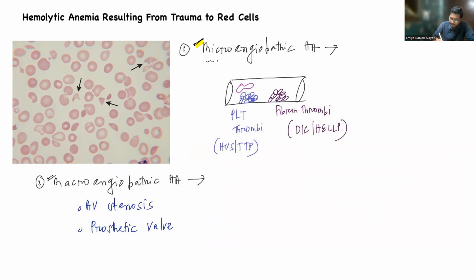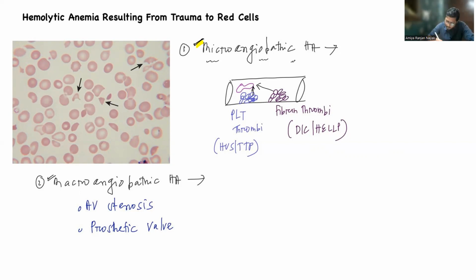So what do you mean by microangiopathic hemolytic anemia? Here, there will be microthrombi formation in the microvasculature, I mean the small blood vessels. In certain situations, microthrombi form in the small blood vessels, and when RBCs try to go through this microvasculature, the microthrombi can cause damage to the RBCs. So that is the mechanism behind microangiopathic hemolytic anemias.